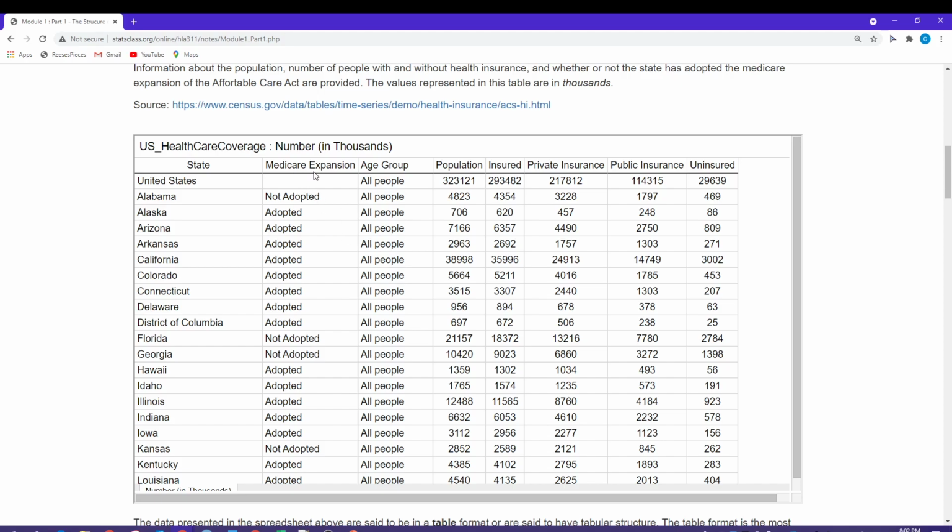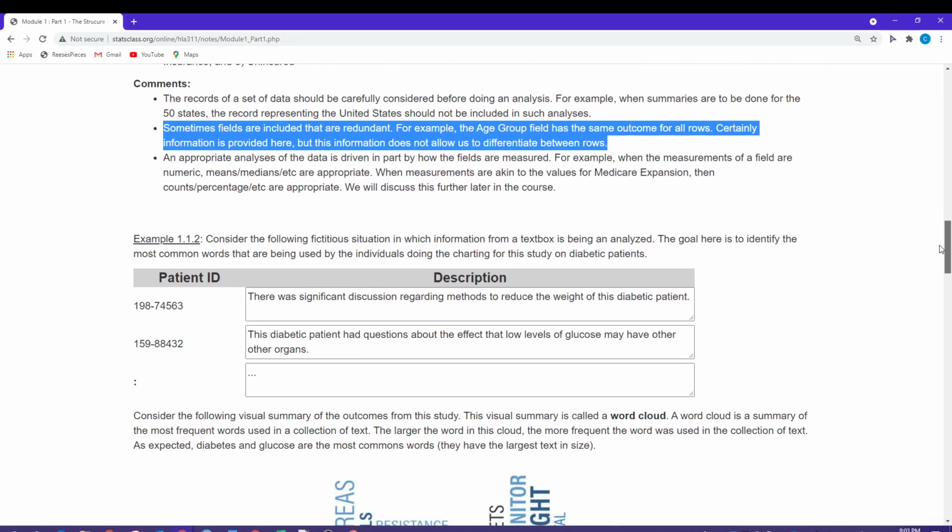On the other hand, Medicare expansion, that is important because some states have adopted that Medicare expansion and others have not. So if I wanted to do something like compare the uninsured rates across those that have adopted or not adopted the Medicare expansion, I would need that information included.